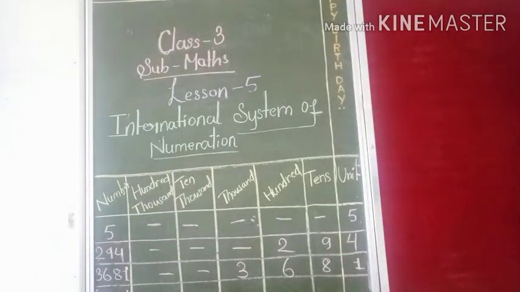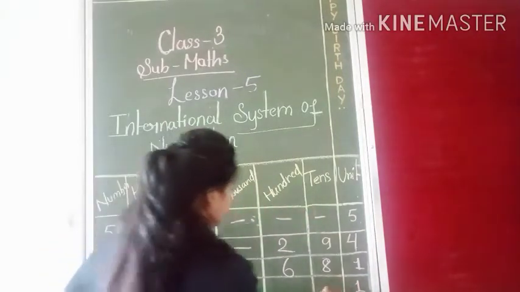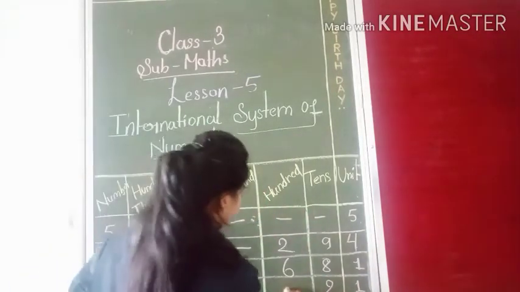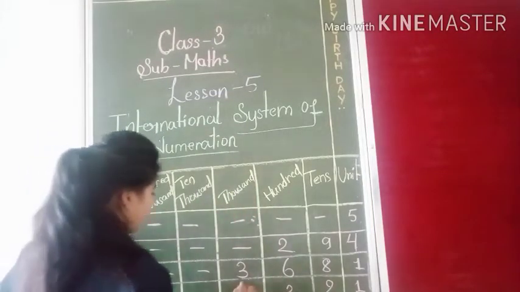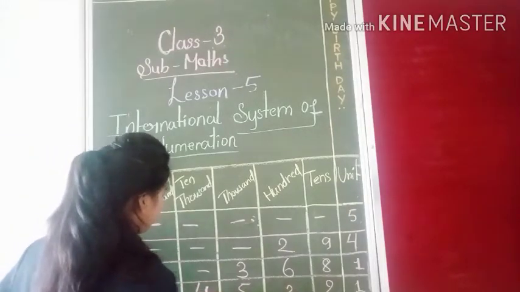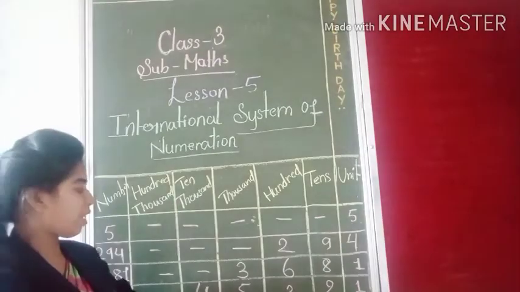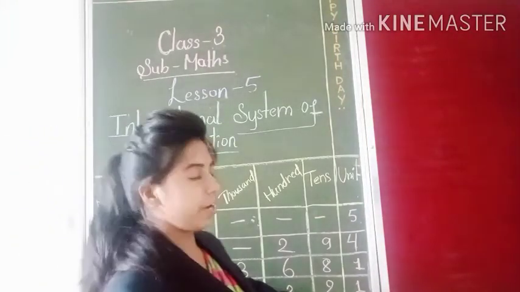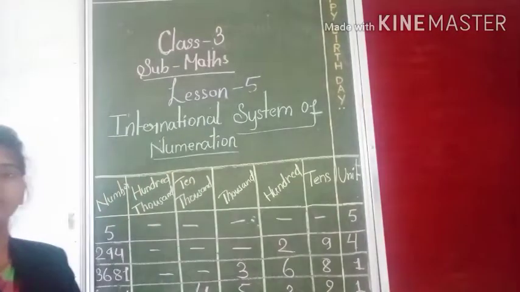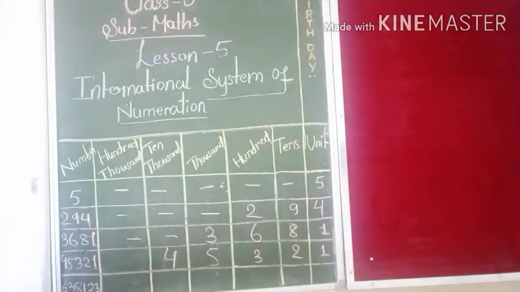Now the last number, see one more number: 45,321. How can I arrange it? 1 in units, 2 in tens, 3 in hundreds, 5 in thousands, and the last one, 4, in the 10,000 place. We read it as 45,321.